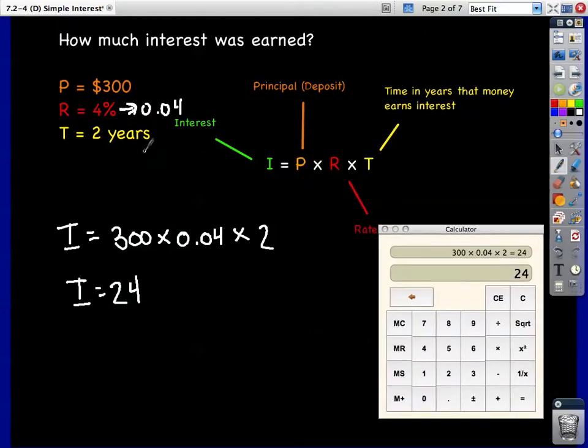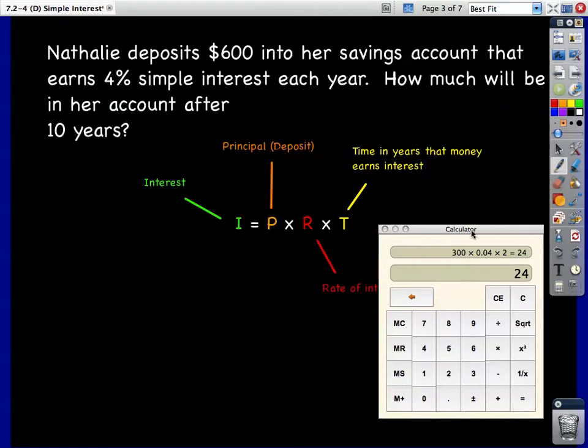Now you might think, well, that's not a lot of money. But remember, you haven't done anything to make that money. You just stuck it in the bank, and the bank gave you $24 in 2 years. Right now, the interest rates aren't that high if you're just in a regular bank savings account, but $300 isn't a lot of money. So the more money you can put into a fund that gives you interest, the more free money, so to speak, you can make. Let's do a few more example problems.